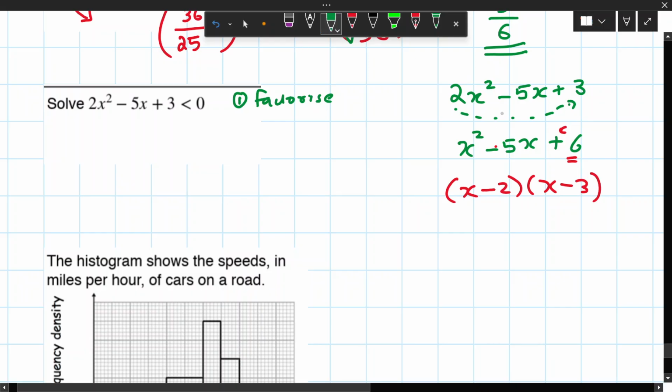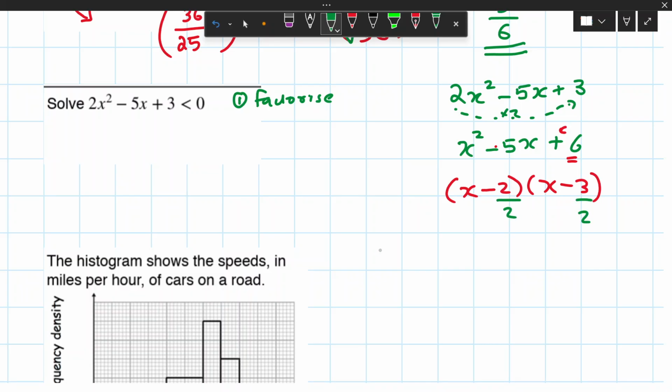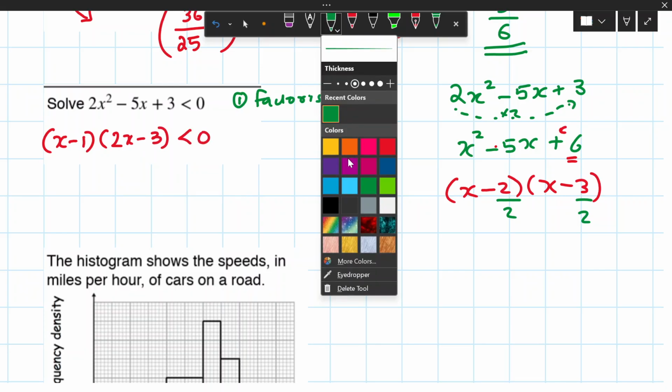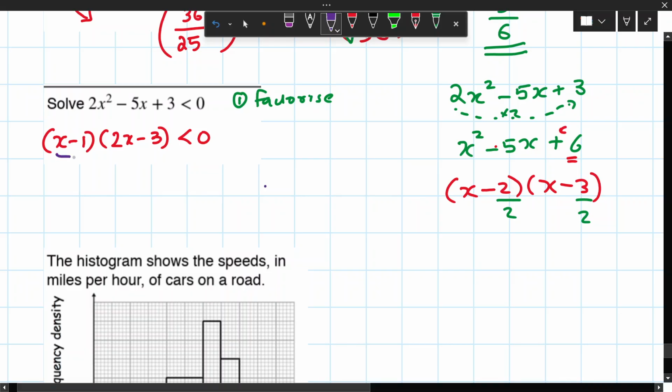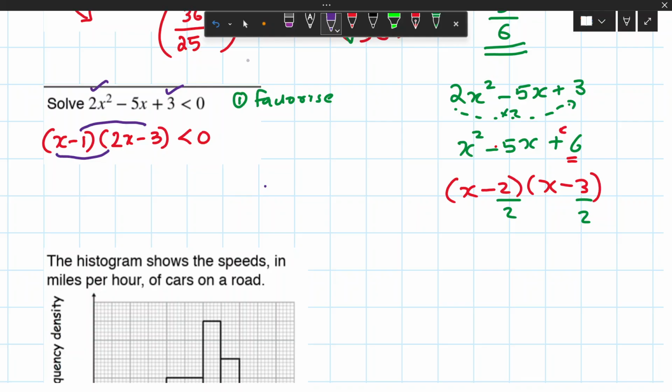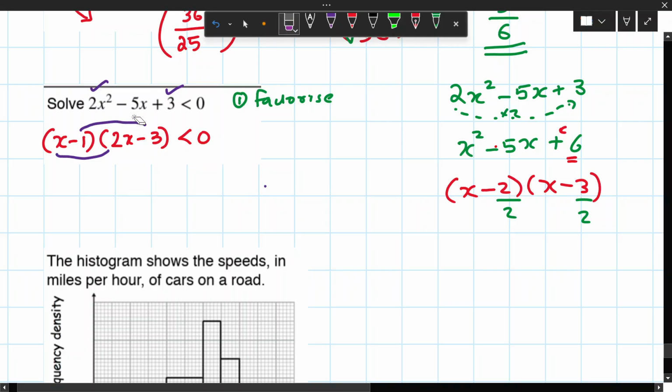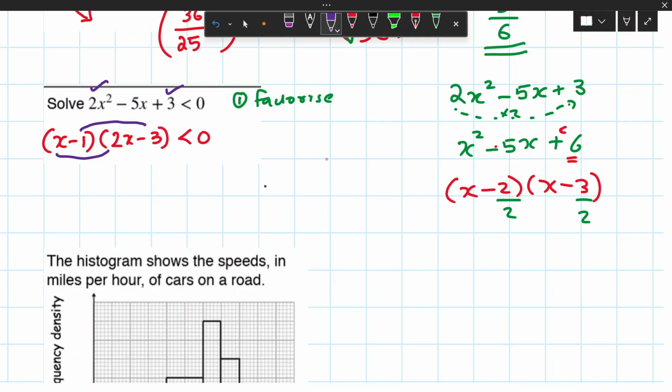And then because we multiplied by a 2 at the beginning, we're going to divide by the 2, and that would give us x minus 1 and 2x minus 3 less than 0. One thing that I would always recommend is multiply the first term and the first term, you get 2x squared, that's good. Multiply the last and the last, you get plus 3. That's one quick check that you can do to check if you have factorized correctly. So first step was factorizing.